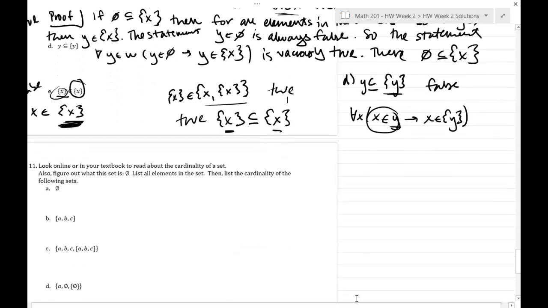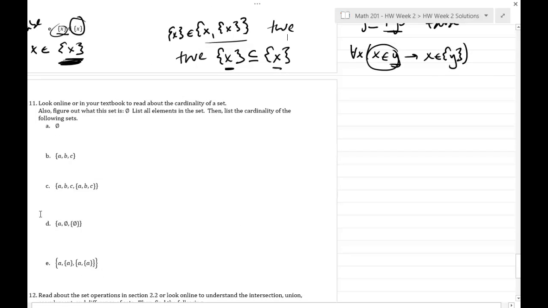Now let's look at number 11, which talks about cardinalities of sets. To determine cardinalities of sets, we just need to write out any elements that are in the given set to try to figure out how many there are. And we get more complex with sets. Now we're just going to look at these finite, easily understood sets. So for part A, just by definition, the empty set contains no elements.